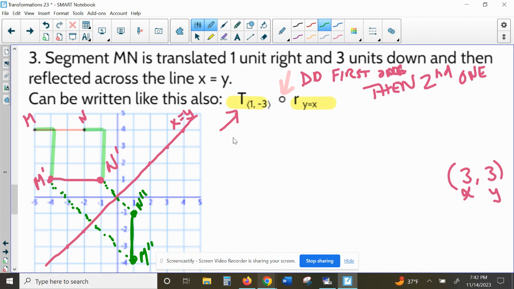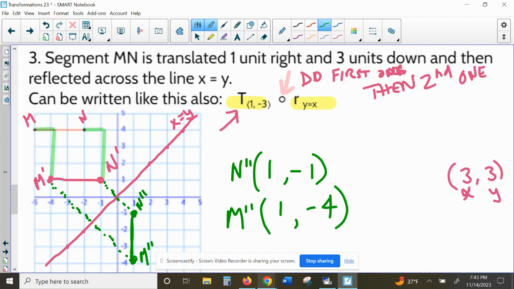So if they ask you for the ordered pairs of it, my new final N is going to be 1, negative 1. And my new final M is going to be 1, negative 4.